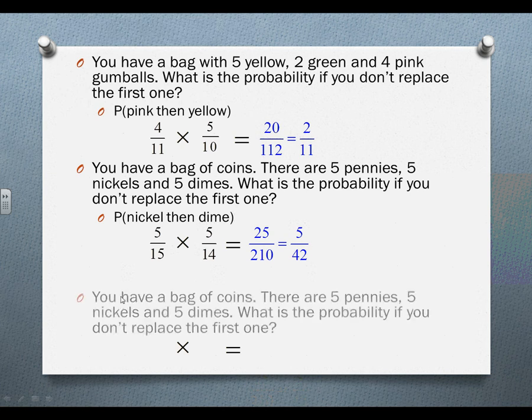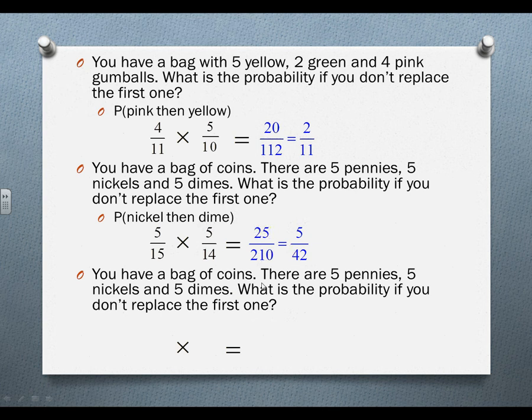Okay, last example. You have a bag of coins. There are 5 pennies, 5 nickels, 5 dimes again. What's the probability if we don't replace the first one? And this time we're going to go for a nickel and then a nickel. So we know that a nickel is 5 out of 15. And then we have another nickel. So we're still going to have 14 on the bottom, but we're not going to have 5 because we already picked a nickel. So we only have 4 out of 14. And when you multiply across, you're going to get 2 out of 21.